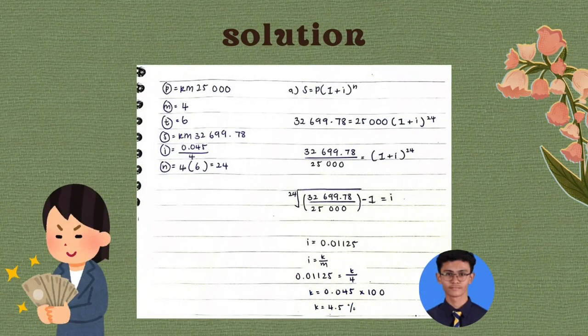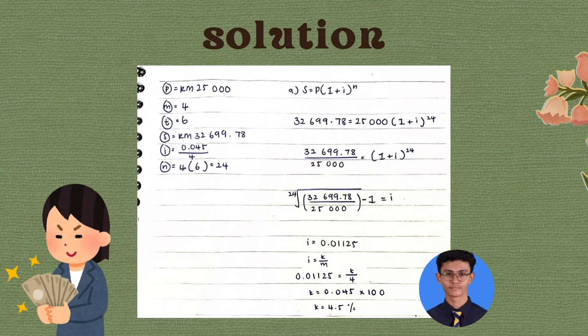Bismillahirrahmanirrahim. We go to the 3A question first. P equals 25,000, m equals 4, t equals 6, S equals 32,699.78, n equals 4 multiplied by 6 equals 24. Based on the formula, we just insert all the information and we can get i equals 0.01125. After that, we just solve the equation and multiply by 100 and we can get 4.5%. And that is the answer of question 3A.